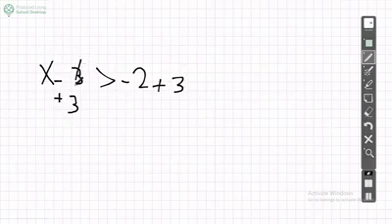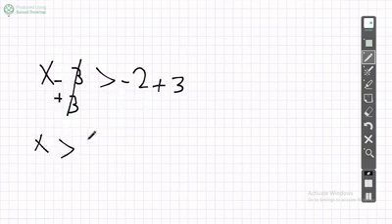So 3 minus 3 is equal to 0, because same number, different sign. Now x alone is greater than -2 plus 3, which is equal to 1. So here x is greater than 1. So we have an infinite number of solutions. Any number that is greater than 1 can be 2, 3, 4. But the 1 is not included. Okay.